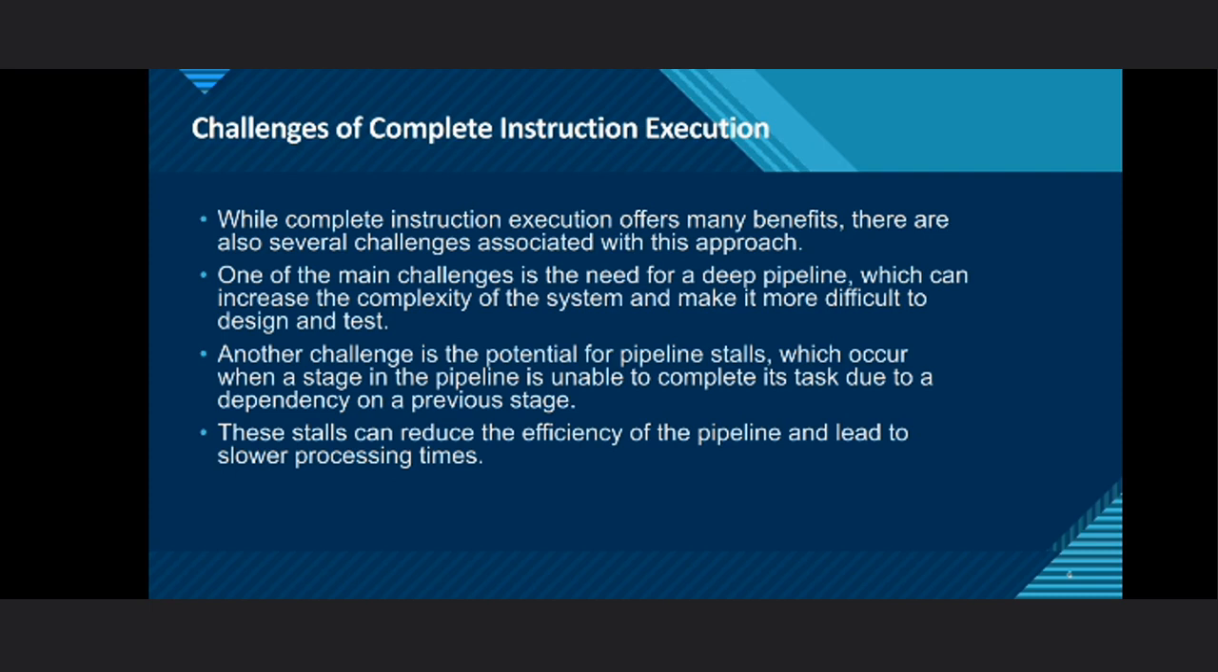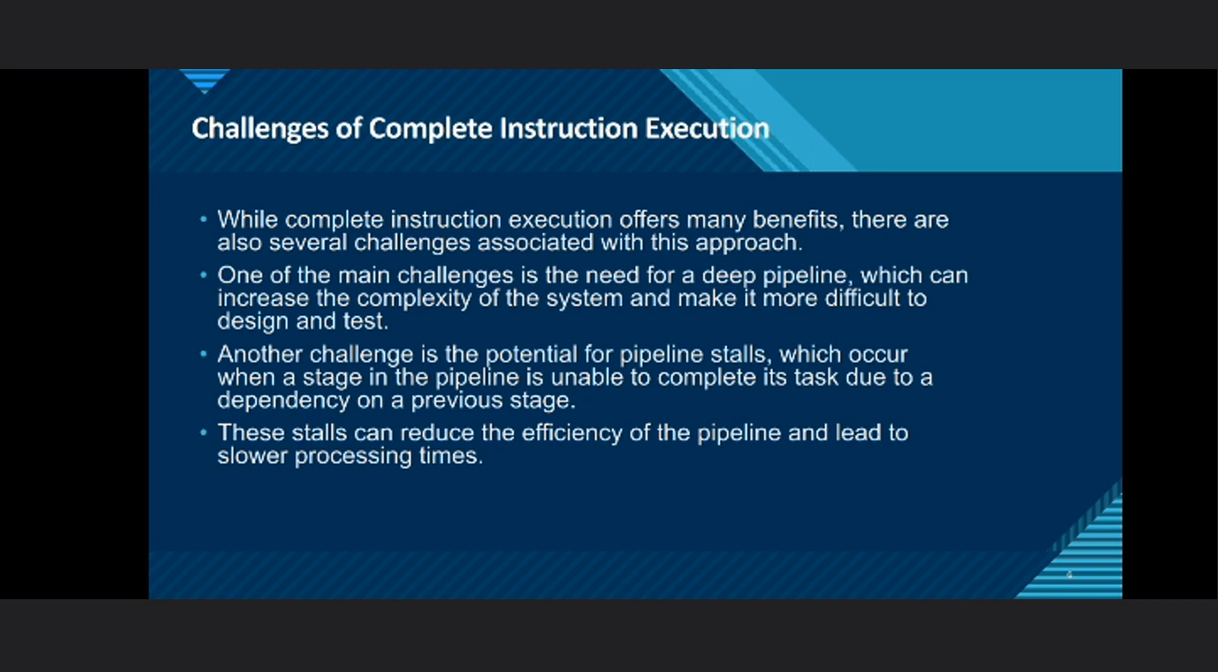The second one is resource allocation. The CPU needs to ensure that the required resources, such as registers and memory, are available and allotted properly during the execution of each instruction. Resource allocation issues can arise if there are too many instructions or too few resources.